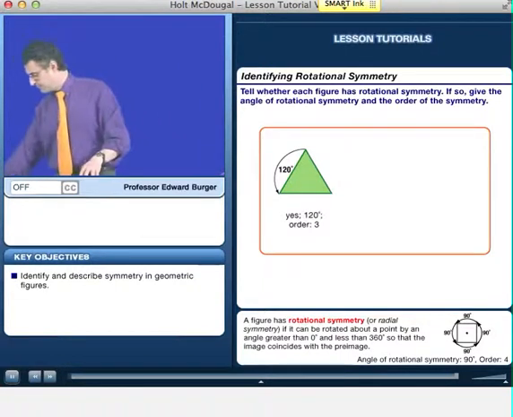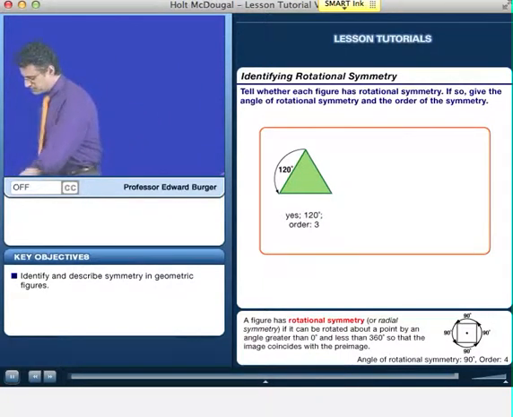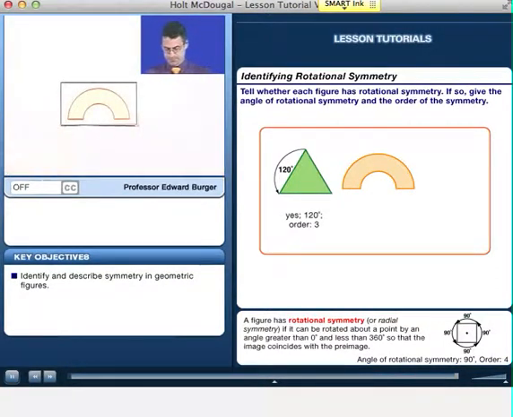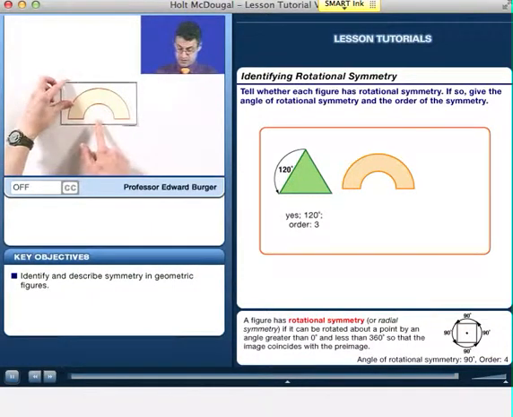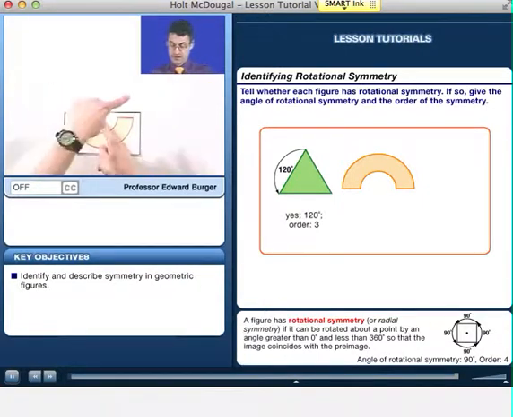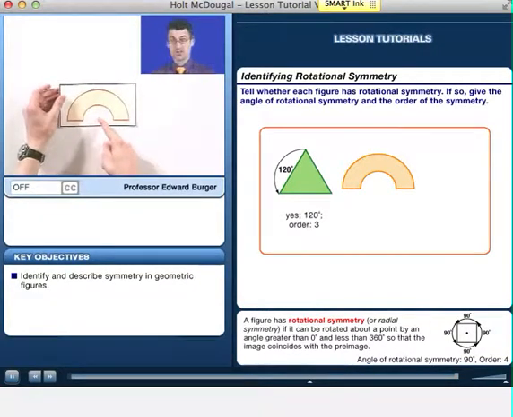How about another example? Kind of like a rainbow-y shaped thing. Does it have rotational symmetry? Well, is there a place that looks good, except that before it was a rainbow and now it's a happy face. So that's not the same thing. It doesn't coincide with the original. In fact, there is no rotational symmetry here.